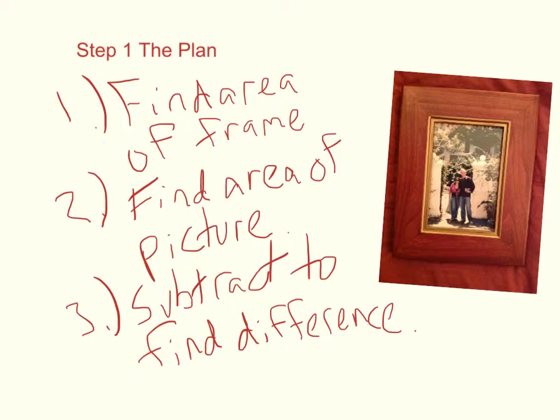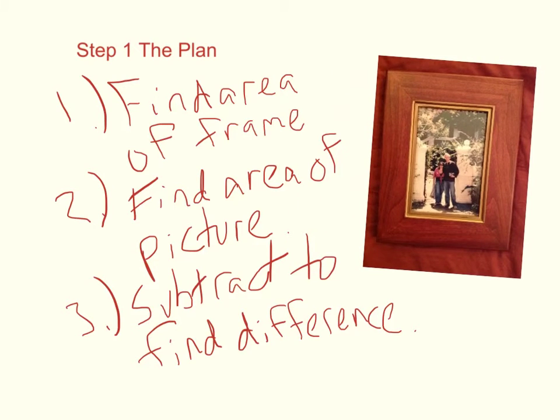So for this project, the plan, which is kind of complex, is we're going to find the area of the frame only. So we can find the dimensions first with the length and width, but then we have to find the dimensions of just the picture inside and subtract them. So we're going to find the area of the frame, find the area of the picture, and then subtract the difference. And the area of the frame will be the frame and the picture together.